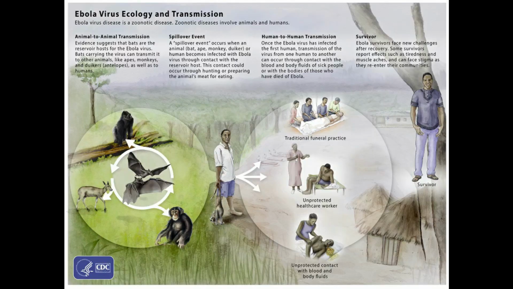Scientists do not know where Ebola virus comes from. However, based on the nature of similar viruses, they believe the virus is animal-borne, with bats or non-human primates, chimpanzees, apes, monkeys, etc., being the most likely source.